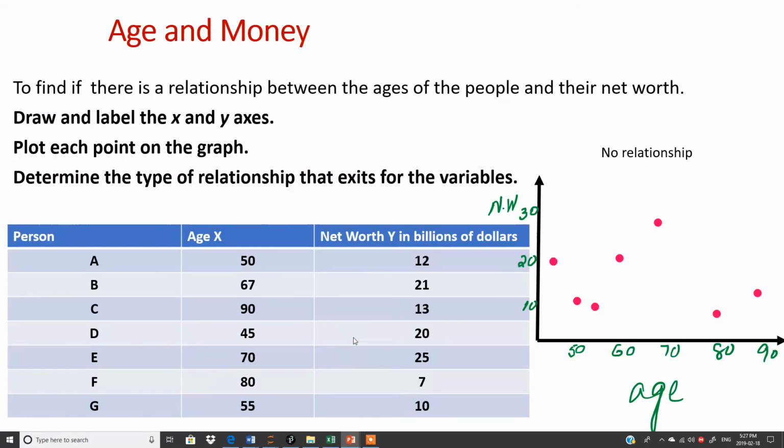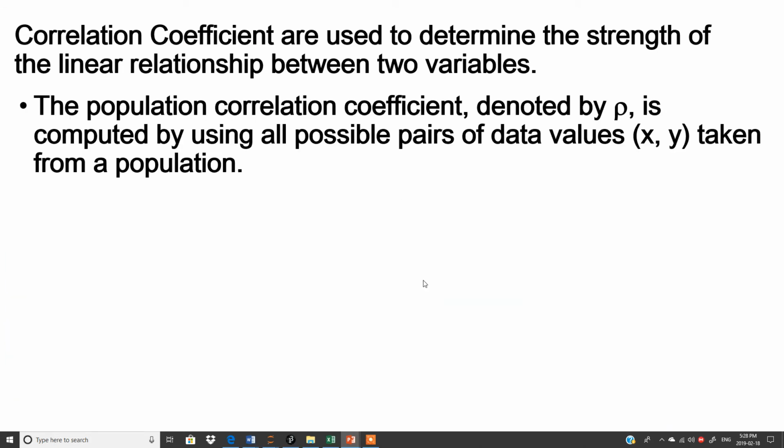Now, this is the age and money, to find if there is a relationship between the ages of the people and their net worth. So see, these are the ages. If you are 50, it is net 12 billion. If your age is 60 years and your net worth is 21. So see, there is no relation. It means there is no relation between age and net worth.